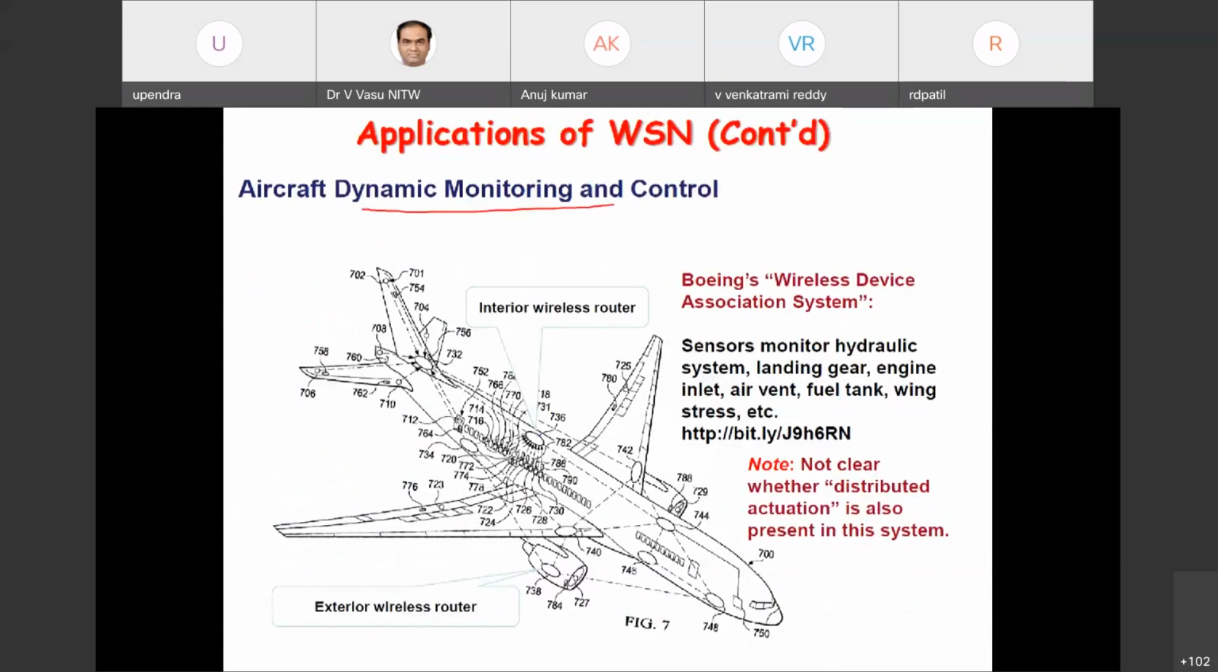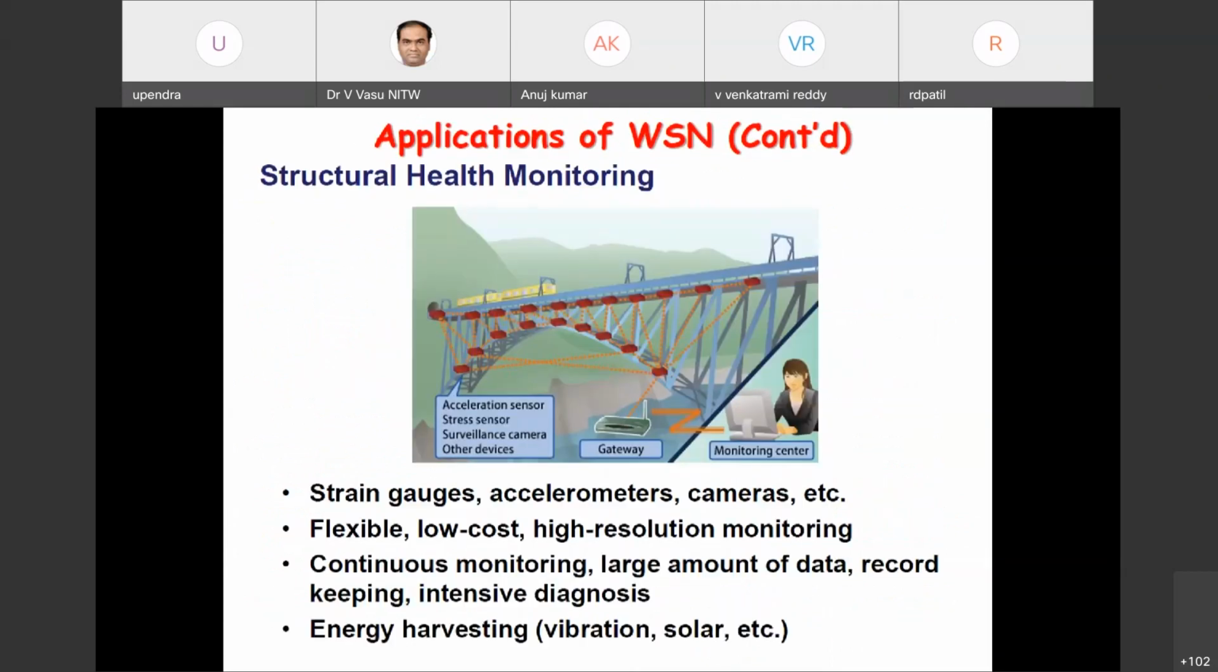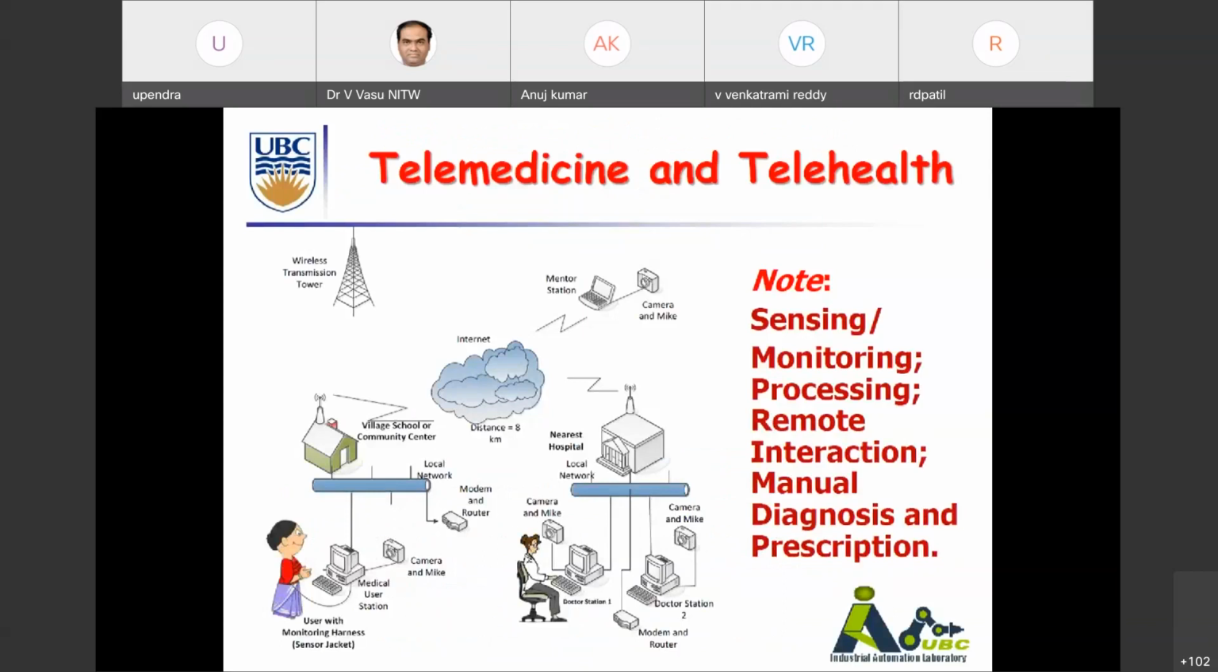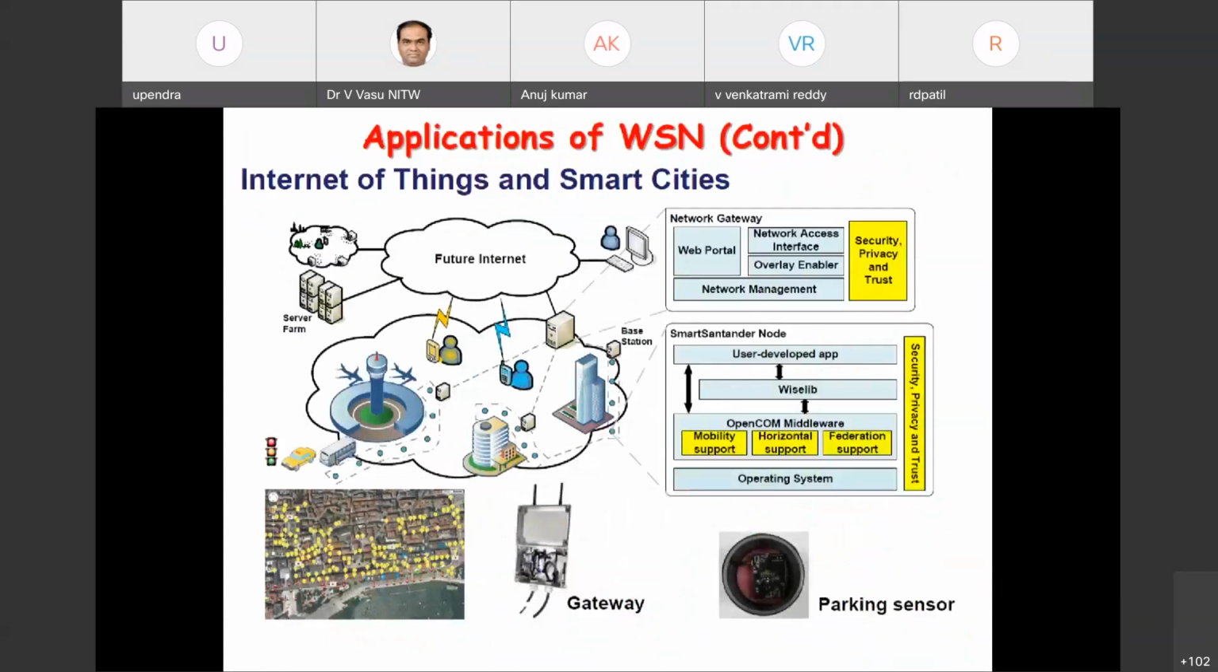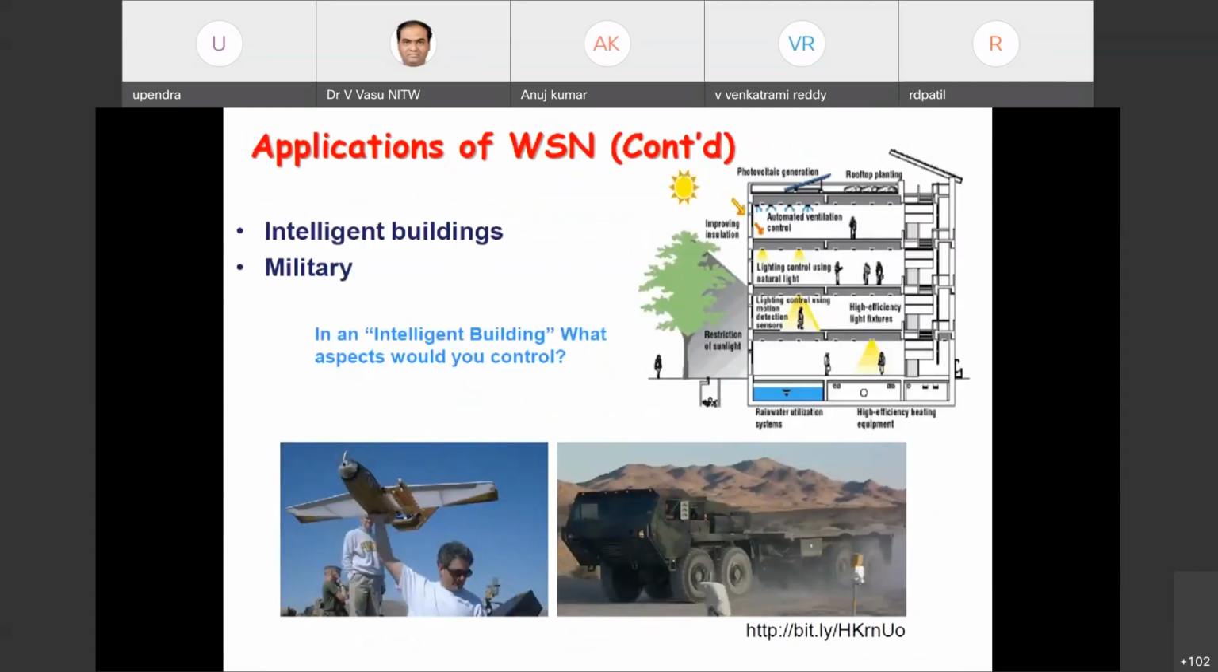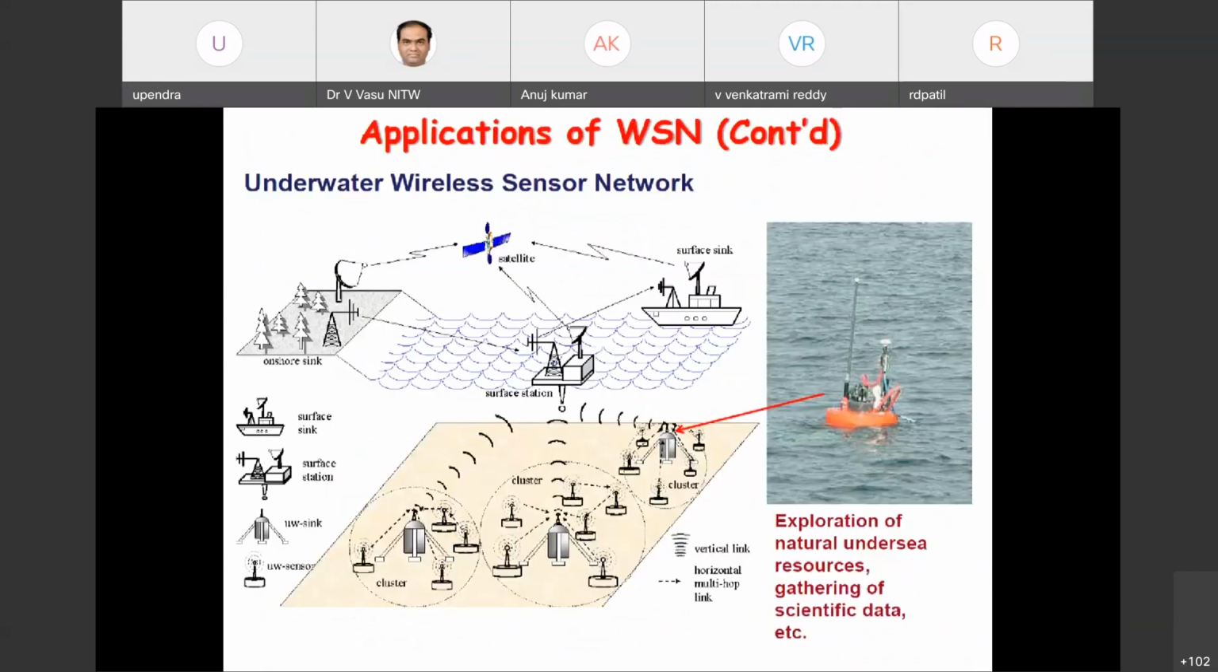Okay, so at the same time you can do structural health monitoring of a bridge. Similarly, you can do telemedicine and telehealth medicine by using this. Smart cities are also going to be using these wireless nodes. Okay, these are a lot of applications where this is mainly used.